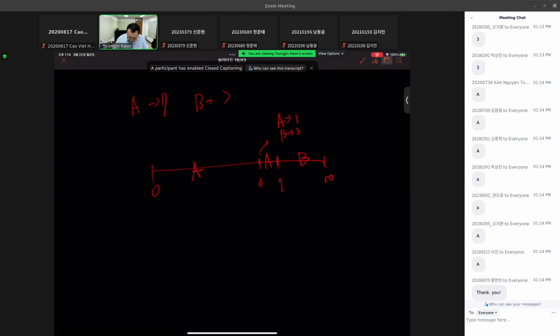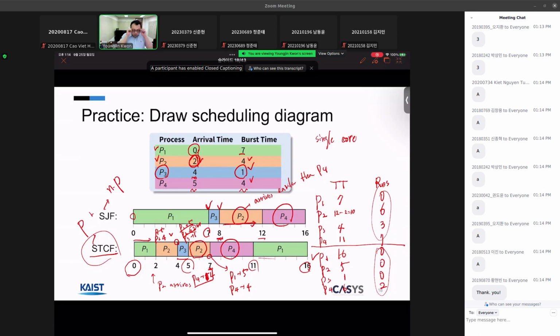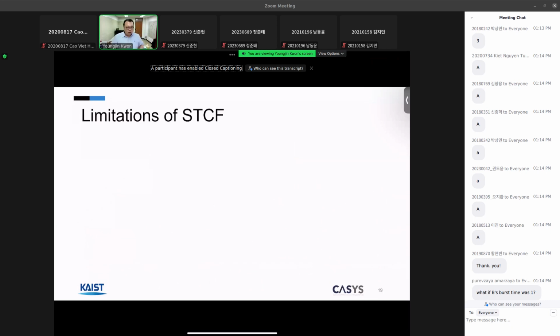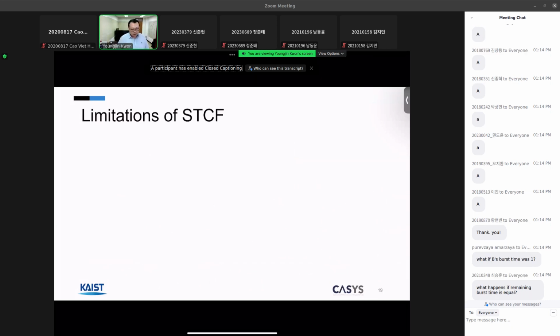Okay. All right. So back. That was to practice drawing diagram cases and see the difference between SJF and STCF. Okay. So that is the comparison between SJF and STCF. What happens when remaining burst time is equal? It usually requires tie breaking. If the remaining time is the same, the scheduler usually runs a tie breaking rule. The most common tie breaking rule is that the task that arrived first goes first.